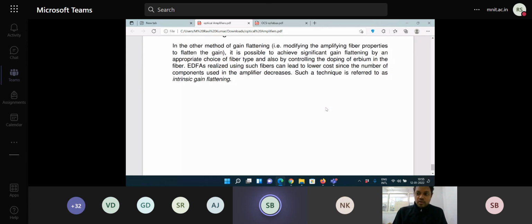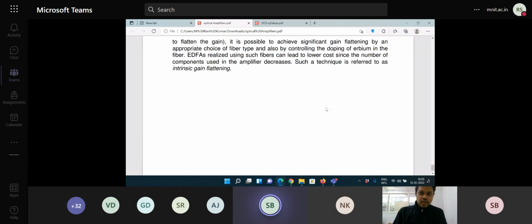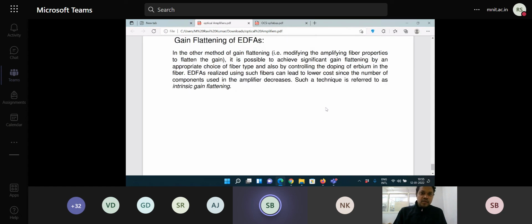So this is about the gain flattening. If the property of the fiber amplifier, or the fabrication process itself, is optimized to have gain flattening, then this technique is referred to as intrinsic gain flattening. So this is about erbium doped fiber amplifiers.